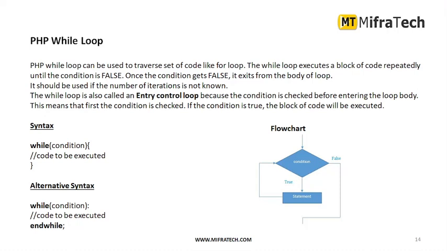The while loop is also called an entry control loop because the condition is checked before entering the loop body. This means that the condition is checked first. If the condition is true, the block of code will be executed. If false, it will go directly to the output. Syntax: while condition, code will be executed. Or the alternative syntax: while condition, code executed, and endwhile.